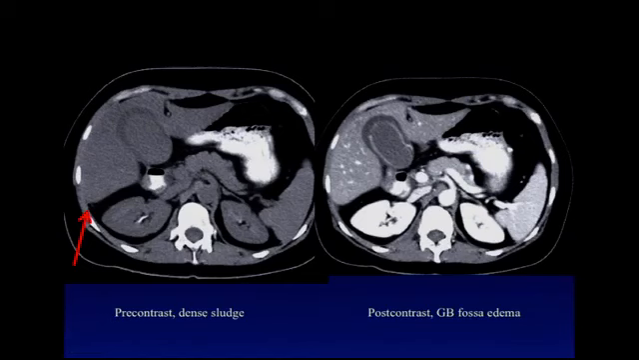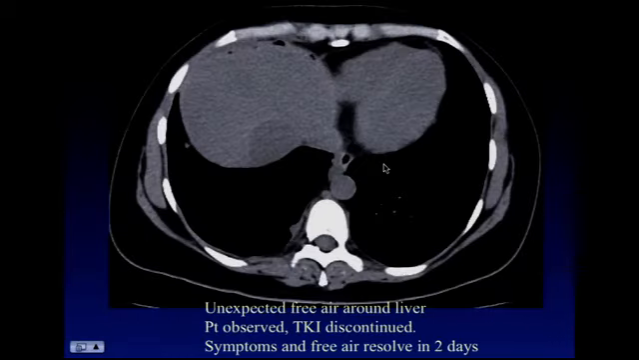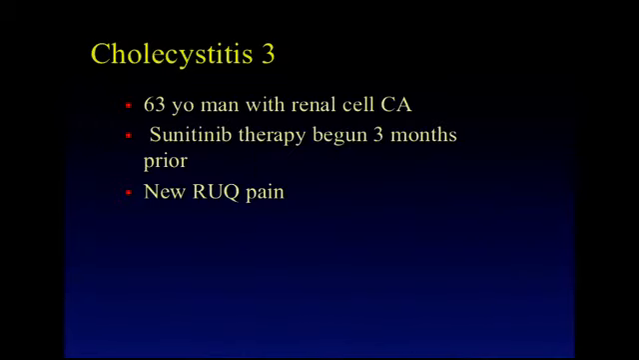This was the CT, and again, pre-contrast, very dense appearing material corresponding to the sludge. And this again is that diffuse edema surrounding the gallbladder. An additional unexpected finding was a small amount of free air up around the edge of the liver, and this was felt to probably represent an unsuspected bowel perf, which is, again, a not uncommon finding with many of these tyrosine kinase inhibitors. So the drug was stopped, and her symptoms and free air resolved in 2 days.